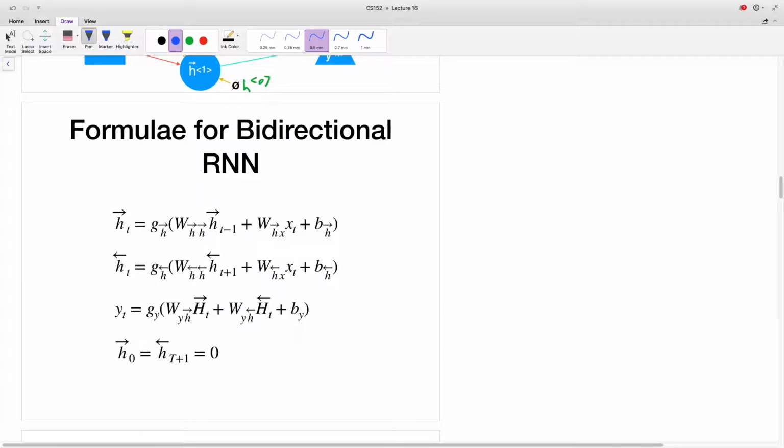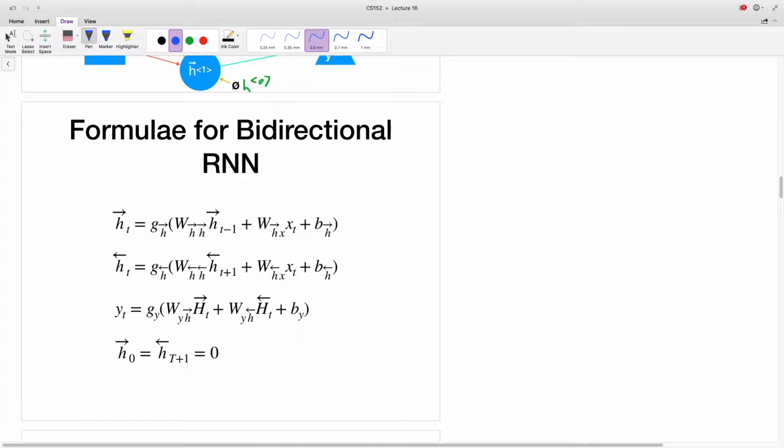And the output now is going to be a combination of an activation function applied to a linear combination, right? A weight times our forward hidden state, and a different weight times our backward hidden state. Okay.